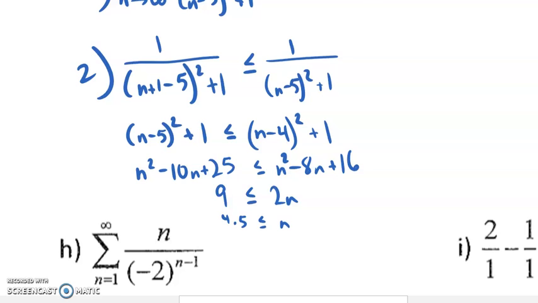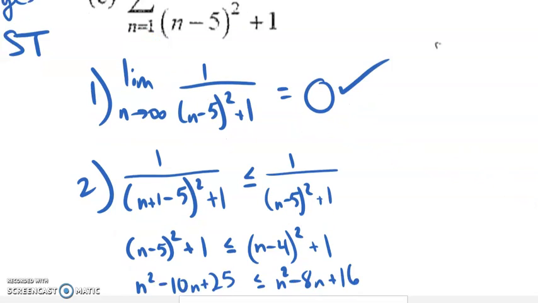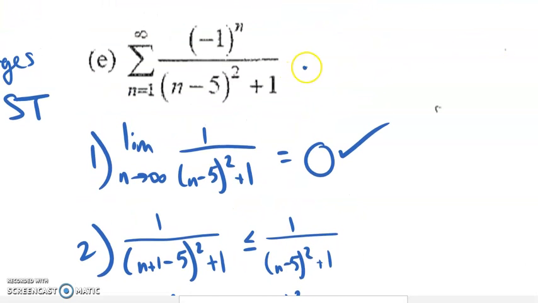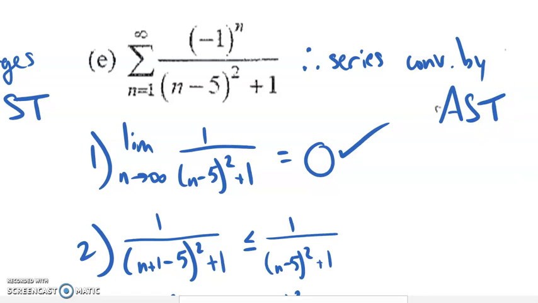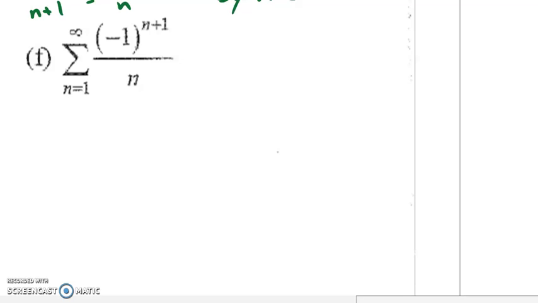Well, that might not be true when it starts, but eventually n is going to get bigger than 4.5, and it's going to stay bigger than 4.5. So it doesn't have to be always, just eventually and forever after that. So yes, that's going to be eventually true. Therefore, the series converges by the alternating series test. Great.